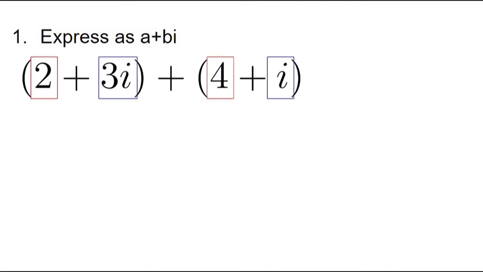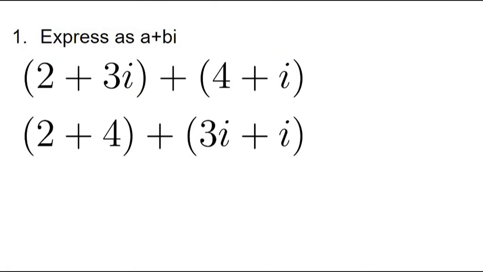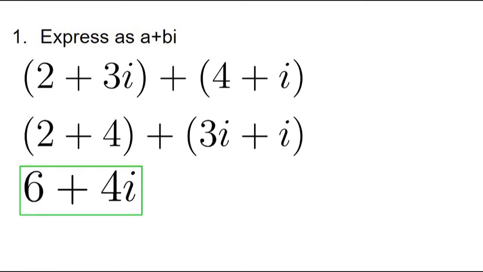So here we see that the 2 and the 4 are like terms, while the 3i and the i are like terms, so we'll just simply add those together. And this is how we'll generally tackle addition and subtraction. So we have 2 + 4 and 3i + i. And we'll see that 2 + 4 is 6 and 3i + i is 4i, giving us an answer of 6 + 4i. This is the same thing as subtracting. We just have to be careful with negatives there.